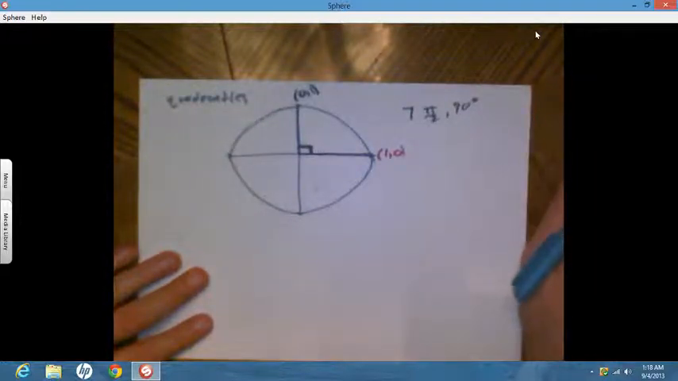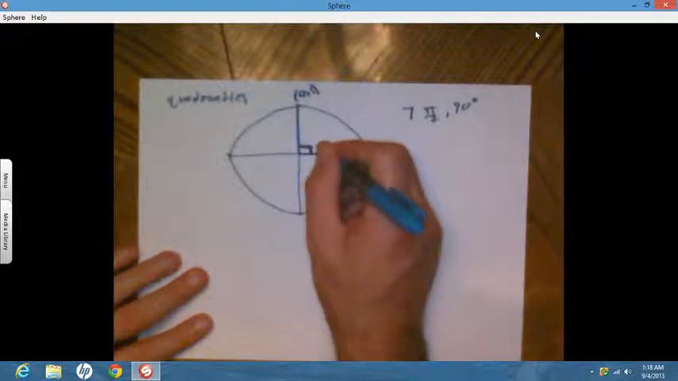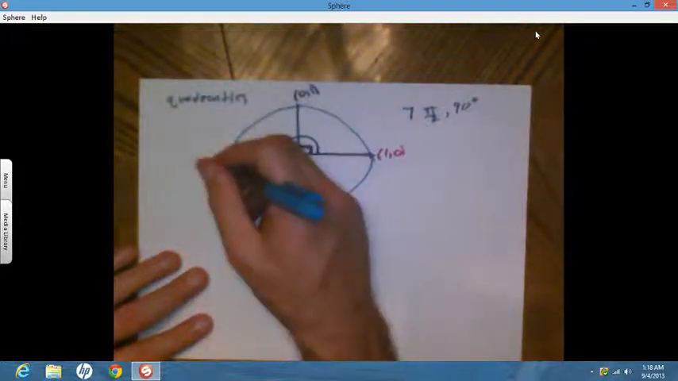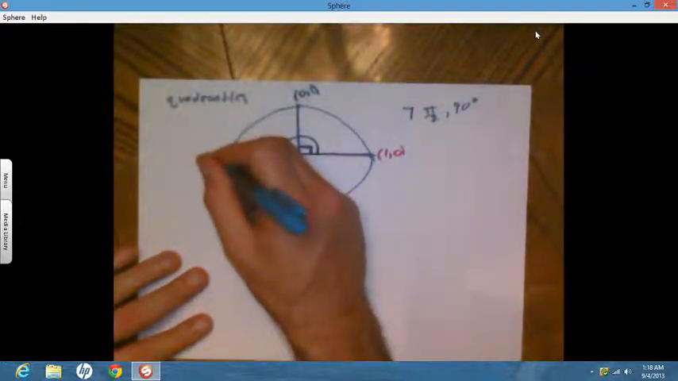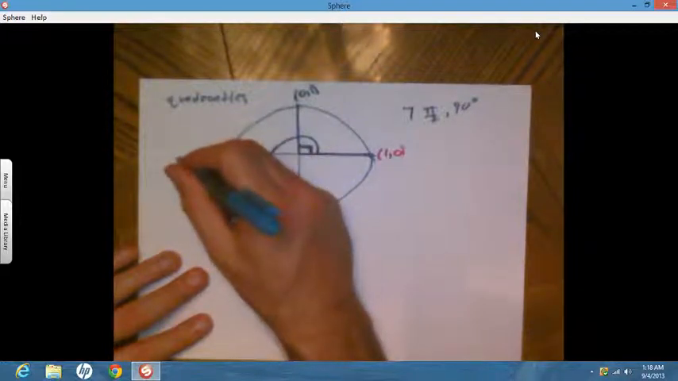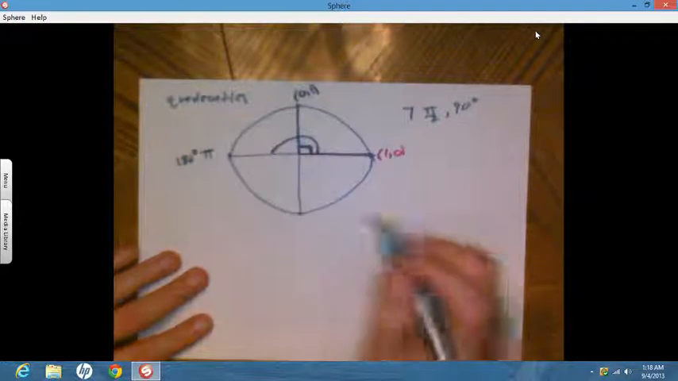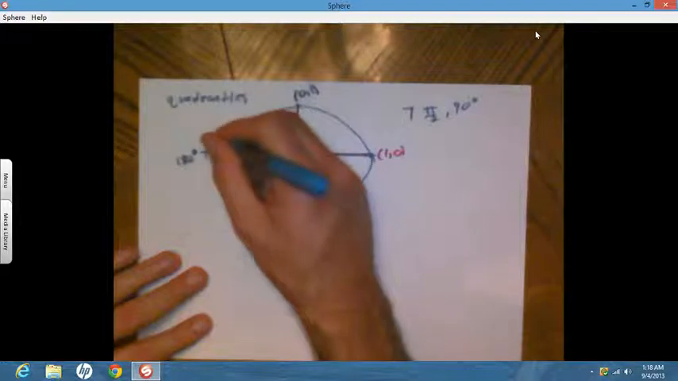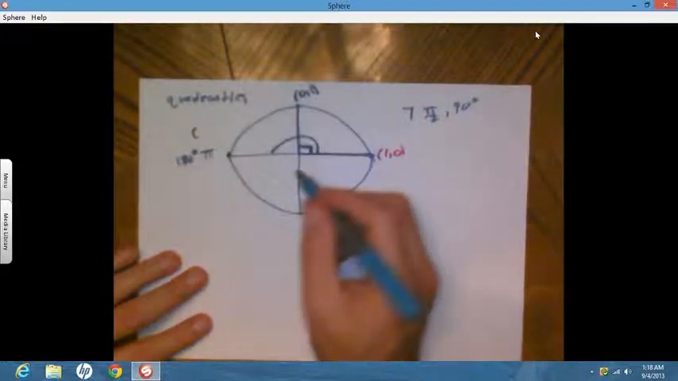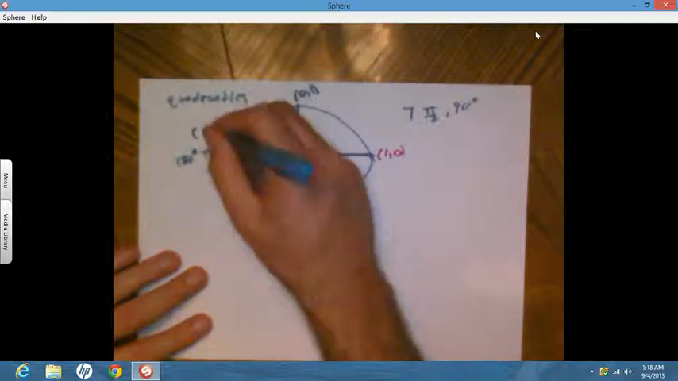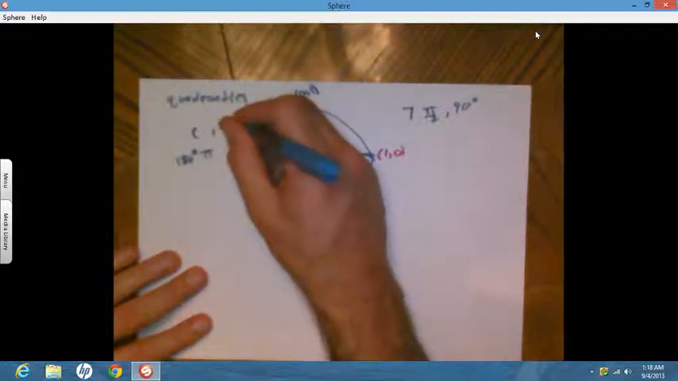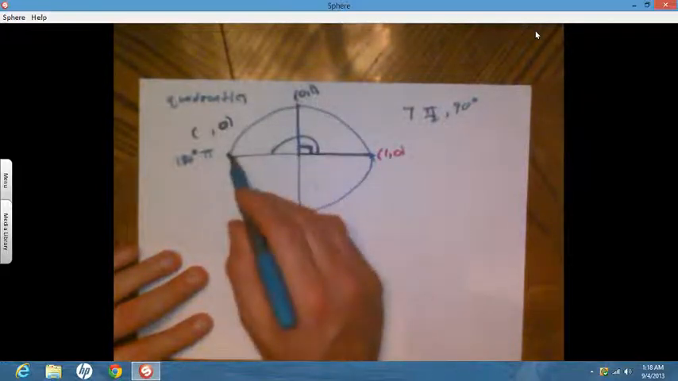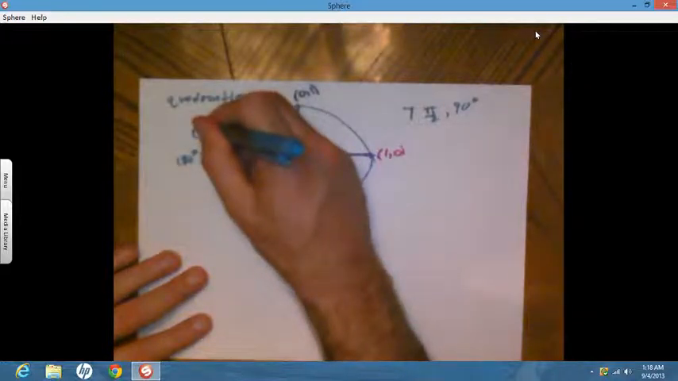Now, if I go another 90 degrees all the way to over here, that is going to be pi radians or 180 degrees. Now, what's this value over here going to be? Well, I've gone up, my height is 0. You're right, this distance over here, if you said 1, you're correct, but I'm going on the negative x-axis. So this is a value of negative 1 for x.